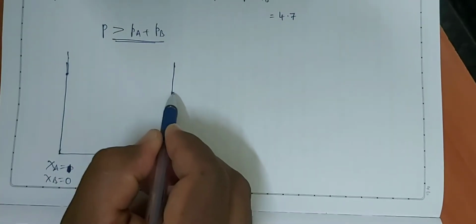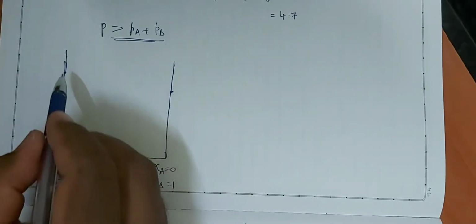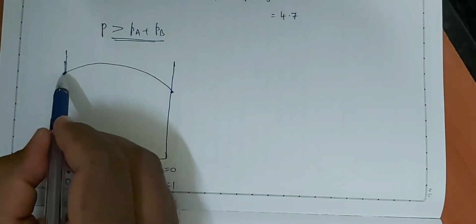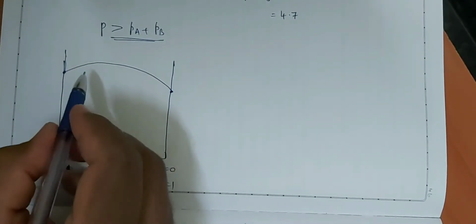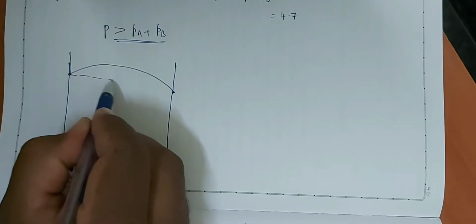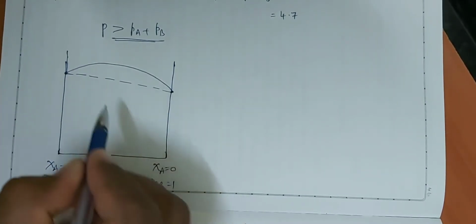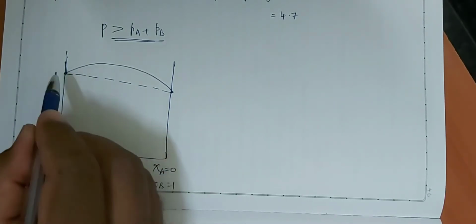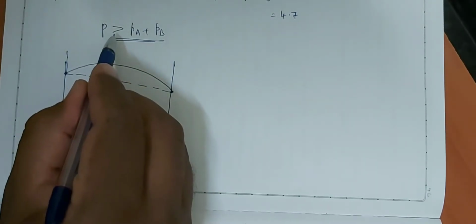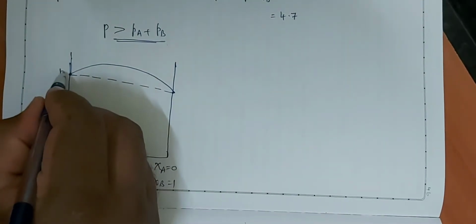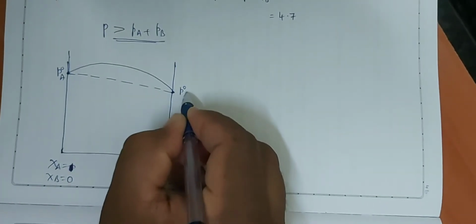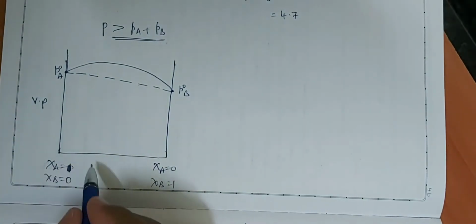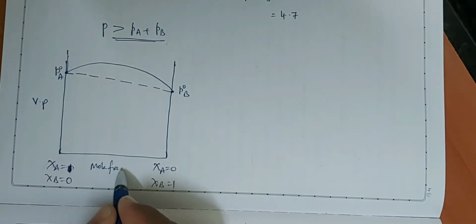Here P naught A, P naught B will not be affected, but it will show higher value when compared to expected value. This is expected value dotted line. That means if it is on the line, it is following Raoult's law. But it is above the line, so it is showing positive deviation from Raoult's law. This is P naught of A, this is P naught of B. Y-axis is mentioning vapor pressure, x-axis is mentioning mole fraction.